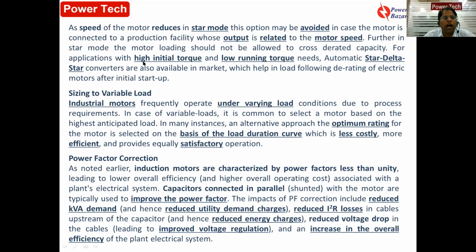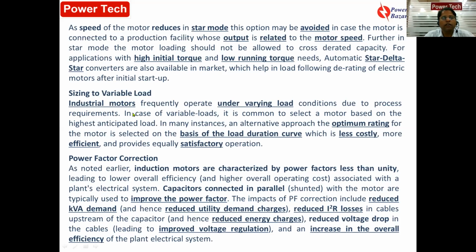Similarly, for higher initial load running torque needs, automatic star delta star converters are also available in the market which can be utilized. So there are two converters, star delta converters and star delta star converters, all are available. This is utilized for controlling the speed if the motor sizes are derated. Then sizing to variable loads.